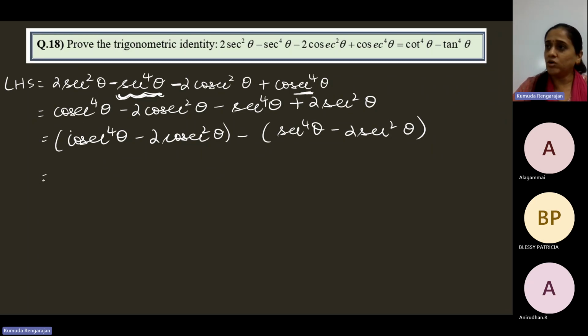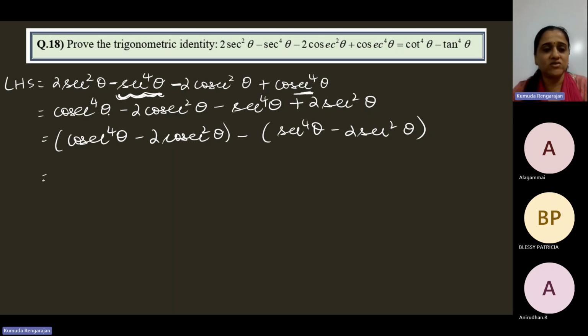And that should be followed by its relevant 2ab term, right? So which is the relevant 2ab term? Minus 2 cosecant square theta. For cosecant theta to the power 4, if you look at that as a square, then the 2ab term can be minus 2 cosecant square theta. It's relevant. Does it look like 2ab? We'll discuss that later. But it goes with it, right?